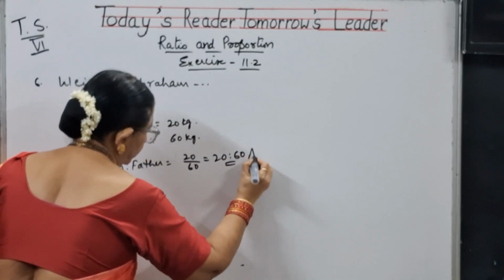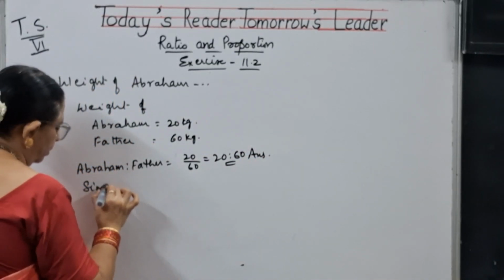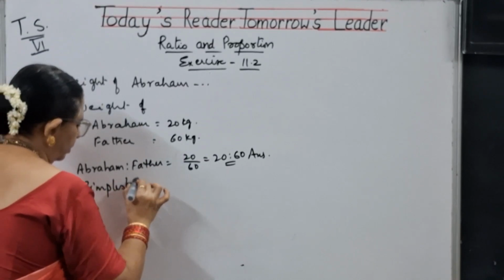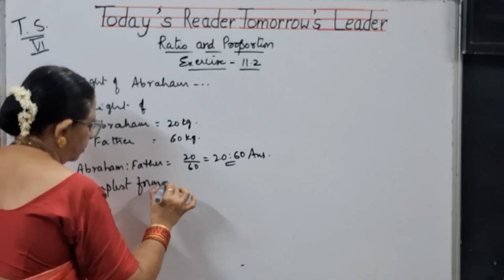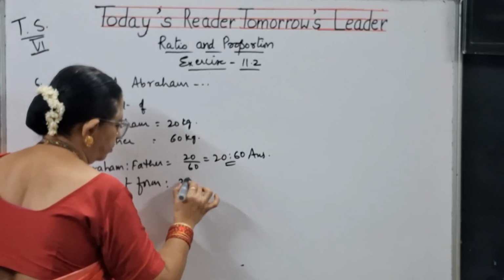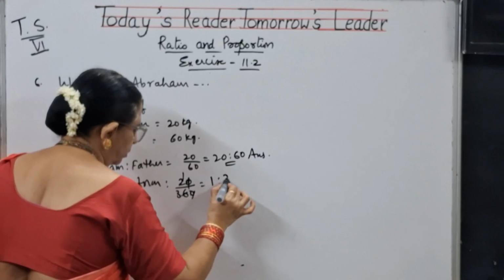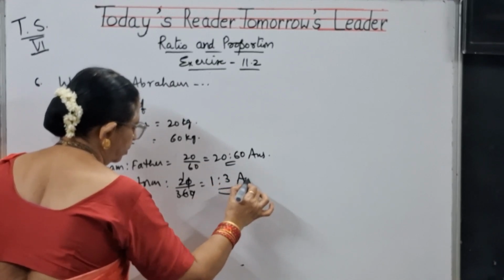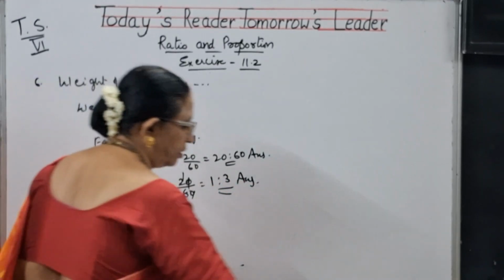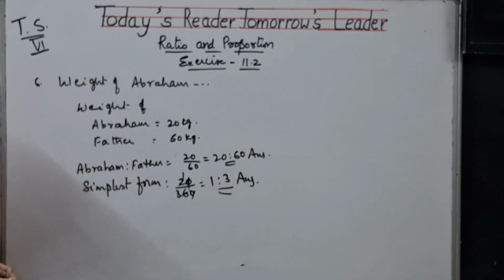This is one answer, children. And simplest form they are asking. Actually, we are giving all in simplest form only, but since they have asked separately, do it separately. 20 by 60, it is 1 by 3. 1 is to 3 is the simplest form. This is the other answer for this problem, children. Please note it down. This is sixth problem.